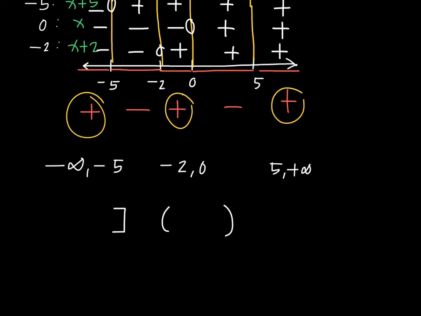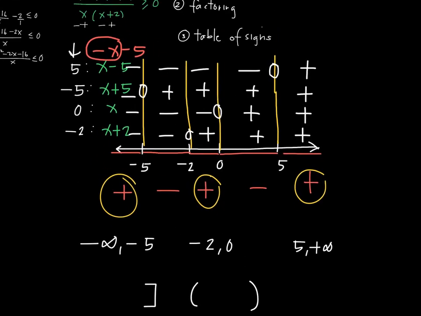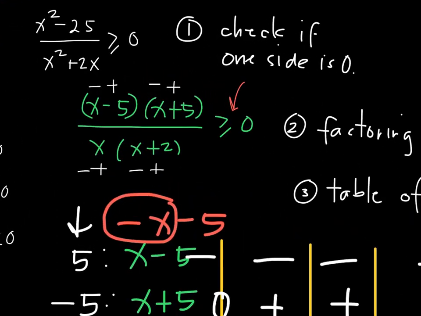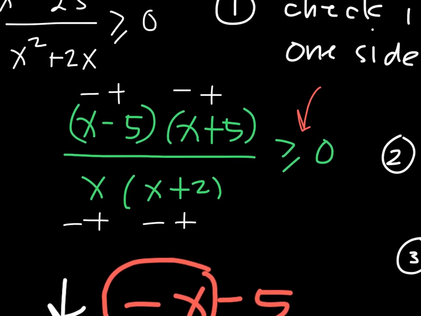Okay, so how do we determine whether we have to close or to have an open parenthesis? This is your guide. Take note that in the factored form of the expression, only x and x plus 2 are in the denominator. So that means those numbers that will make them 0 cannot be a possible answer. Because we have greater than or equal to 0, we can include some of the numbers but not all. So we have to exclude those numbers that will make the denominator equal to 0.